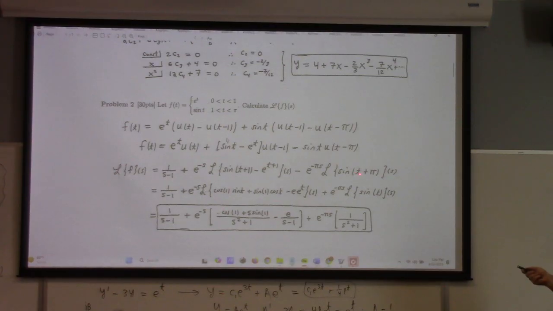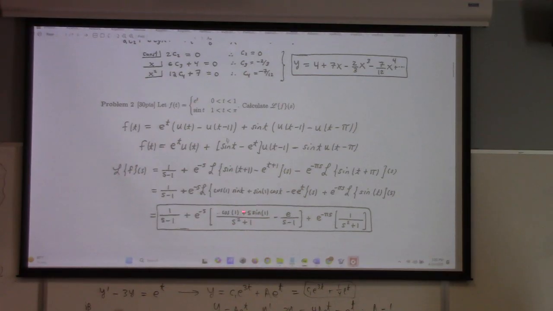Sine pi is 0, cosine pi is minus 1. That's why this minus changed to a plus. Right there, there's a cosine pi that I used to make that minus become a plus. Then we know the Laplace transform of this, and that. They're all in the sheet, and there they are.